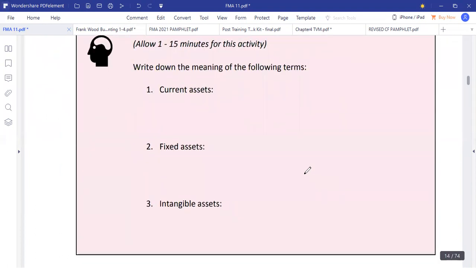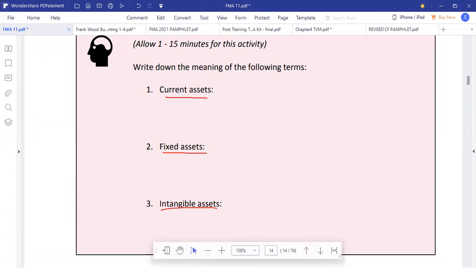So quick, can you remember? Write down the meaning of each of these ones. What are current assets? What are fixed assets? What are intangible assets? Quickly, what are these?